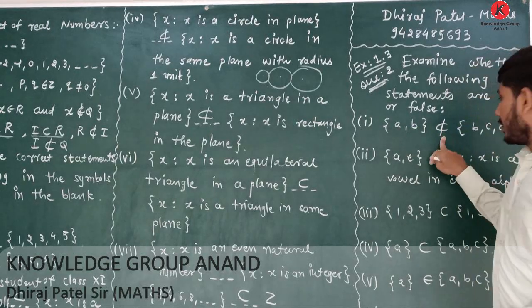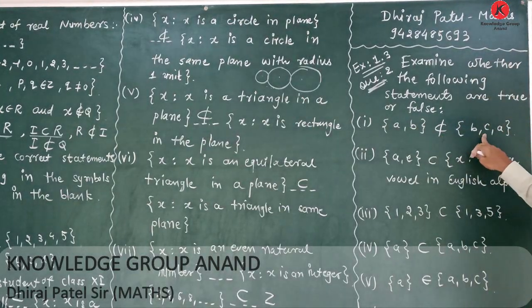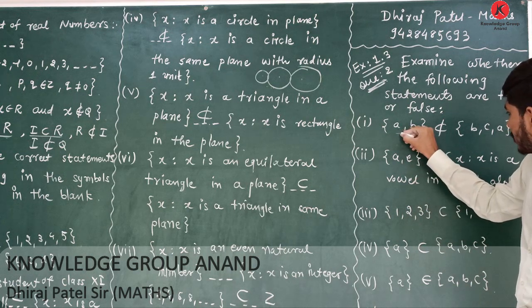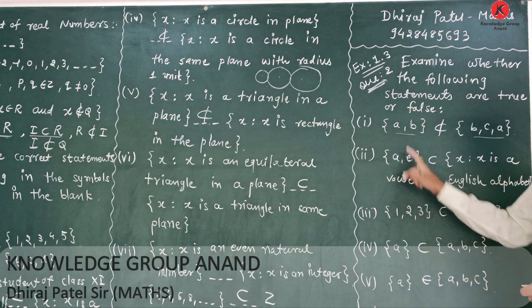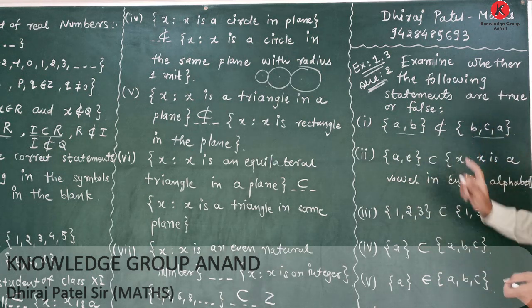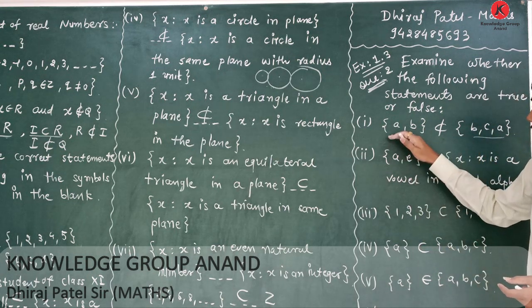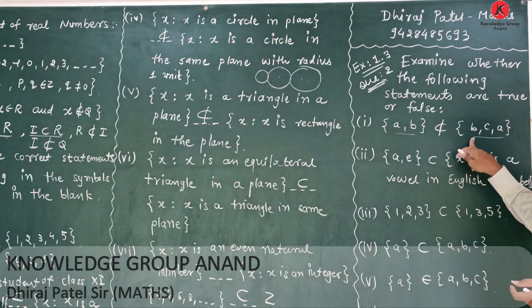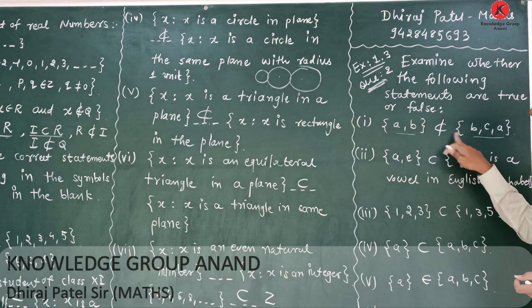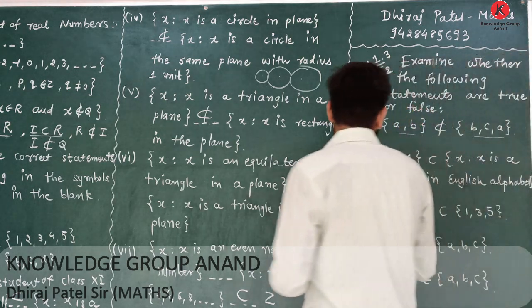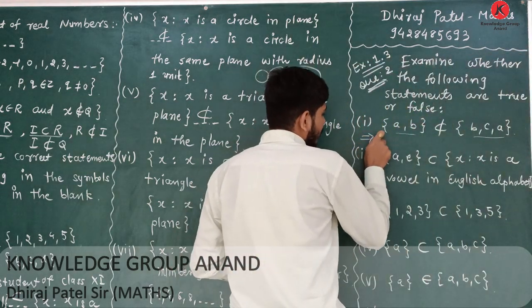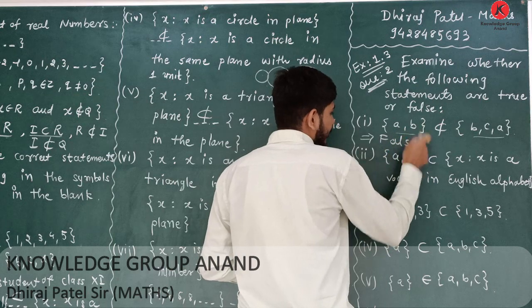AB is not a subset of BCA. See here, all the elements of this set are in this set. Means AB is in this set also. Therefore, this is the subset of this set. It is given that "not a subset" is given. Therefore, this statement is false.